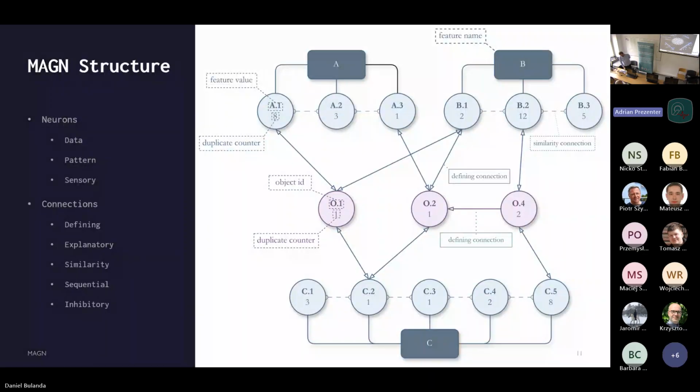So, some visualization. This is a picture which presents how it may look in an abstract way. So we have sensory fields which are composed of ASA graphs. And here we have sensory neurons, which represent some real-world values. For example, A may be age, and A1 is 8 years old, A2 is 3 years old, stuff like this. Then we have object neurons, which are basically rows in a table, for example. So they represent some objects, and objects have features. That's why they are connected.